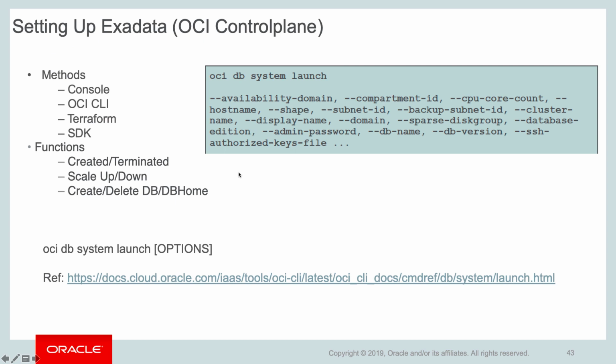Setting up an Exadata system is not just through the OCI console. You can use different methods like the OCI command line interface, Terraform, or SDKs. It supports functions like creation, termination, scaling up and down, and creating and deleting database homes. So there are API methods also to deal with the deployment of Exadata system. One example is OCI DB system launch, and you need to specify certain parameters, and this is documented under this reference link. If you want to do it through the command line, you can take a look at it.